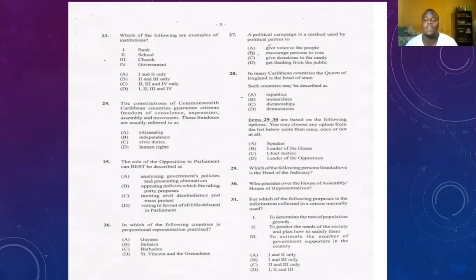31, for which of the following purposes is the information collected in a census normally used? 1, to determine the rate of population growth. 2, to predict the needs of the society and plan how to satisfy them. Or 3, to estimate the number of government supporters in the country. All right, so a census is not used to estimate the number of government supporters in the country. So 3 is out. So anything that contains 3 is incorrect. A says 1 and 2 only, B says 1 and 3 only, so that is incorrect because it has 3. C says 2 and 3 only, that is incorrect because it has 3. D says 1, 2 and 3, so that is incorrect because it has 3. So the one that is left is A, 1 and 2 only. So the answer for 31 is A, 1 and 2 only.